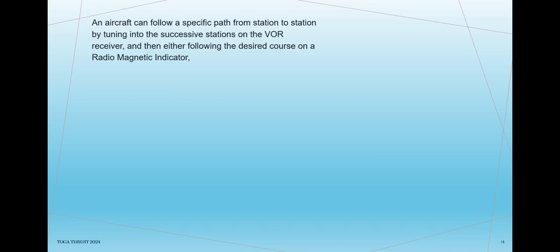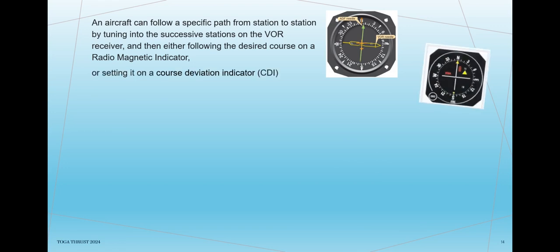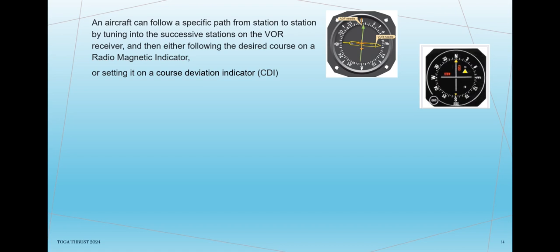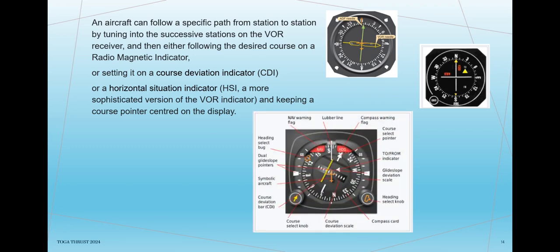An aircraft can follow a specific path from station to station, by tuning into the successive stations on the VOR receiver, and then either following the desired course on a radiomagnetic indicator, RMI, or setting it on a course deviation indicator, CDI, or a horizontal situation indicator, HSI, a more sophisticated version of the VOR indicator, and keeping a course pointer centered on the display.